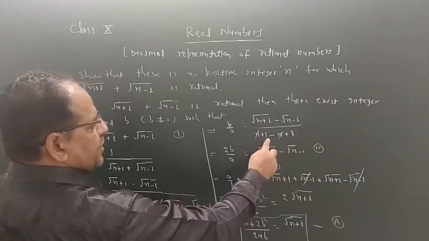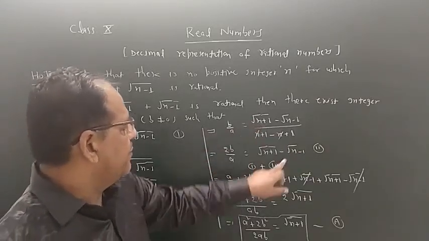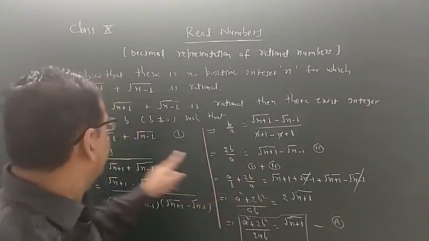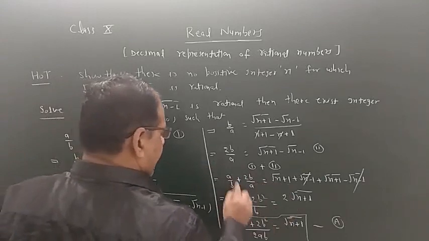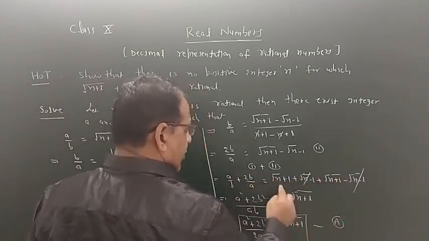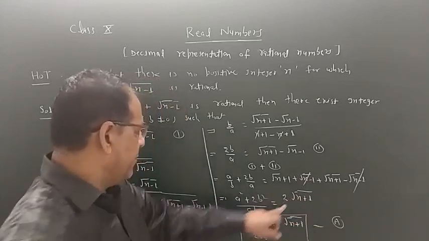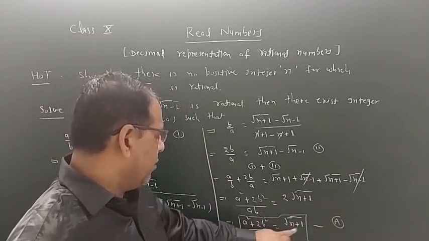2 is in the denominator, so cross multiply, we take here 2b upon a equal to root n plus 1 minus root n minus 1. Adding equation 1 and equation 2, we have a upon b plus 2b upon a, right hand side is this, cancel out from this. Now we have 2 under root n plus 1, 2 is coming in the denominator, so a square plus 2b square upon 2ab equal to under root n plus 1.